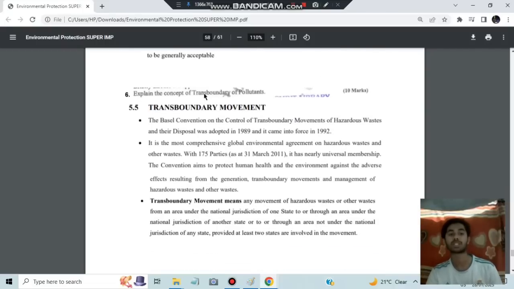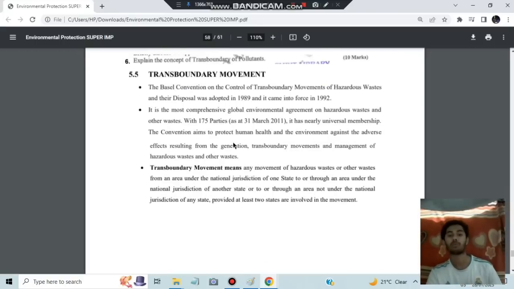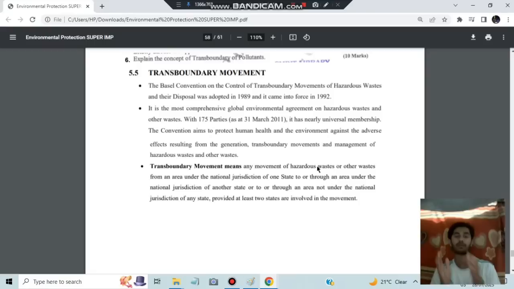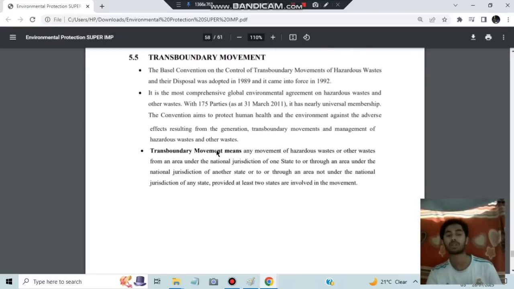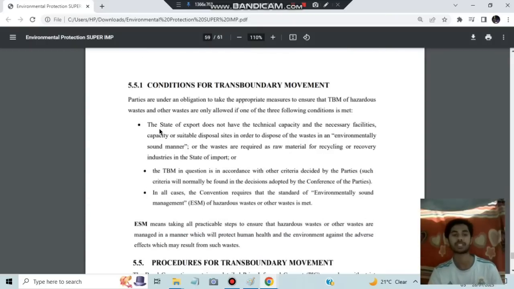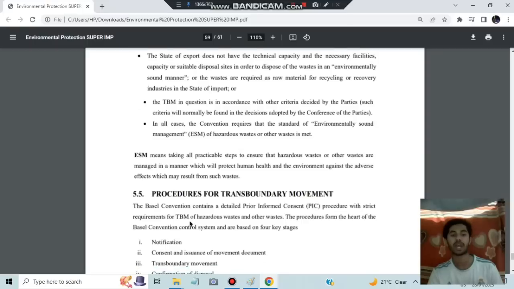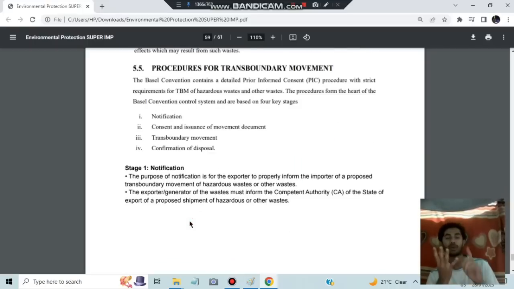Then you have explain the concept of transboundary movement of pollutants. Pollutants produced in one country sometimes have to be transferred to another country because the dumps are present there. Okay, so how the transboundary movement happens is just mentioned here. Movement of hazardous waste from one nation to another nation, that is called transboundary movement. Okay, and then conditions are also given here, you can go through it. And the procedure is: notification, consent, transboundary movement, confirmation of disposal.